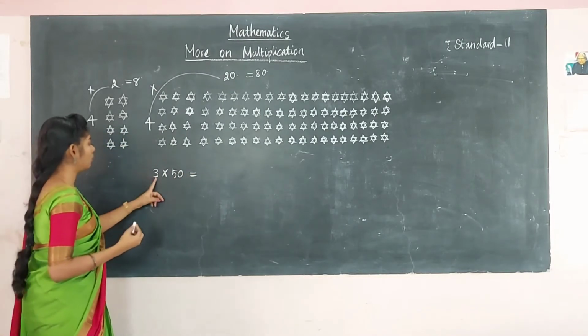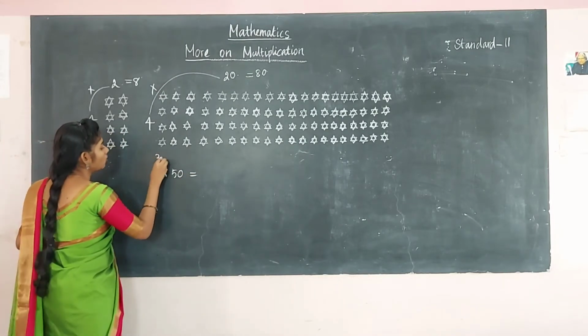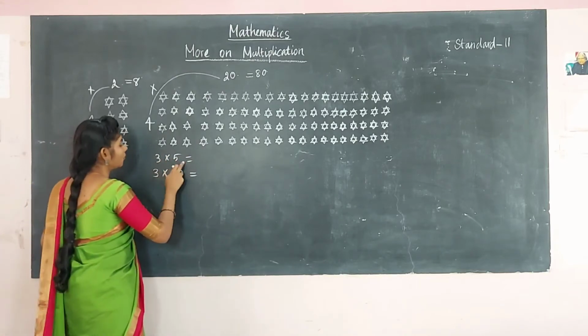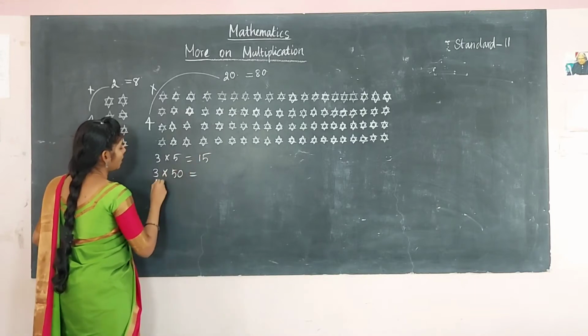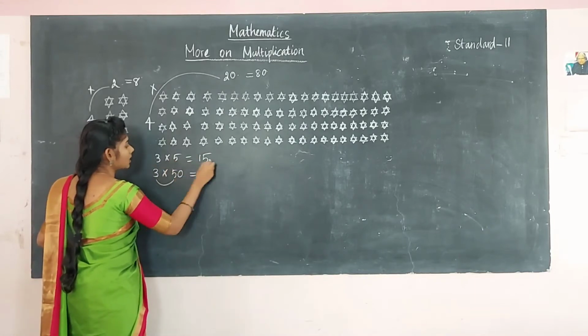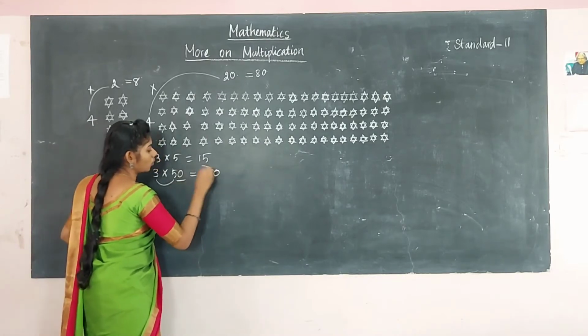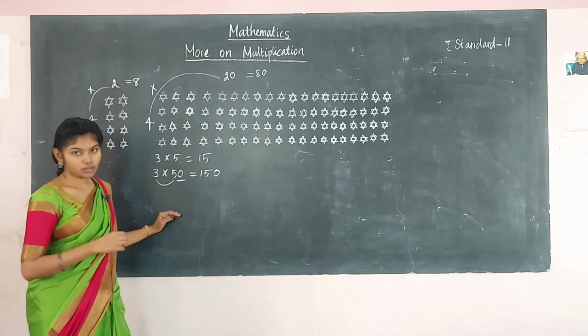First you have to multiply 3 and 5. Multiply 3 and 5 alone and find the answer, and then at last you have to write the 0. 3 5s are 15, and now multiply this. Same thing only. 3 5s are 15. Write it as 15, and in the last place you will write 0.